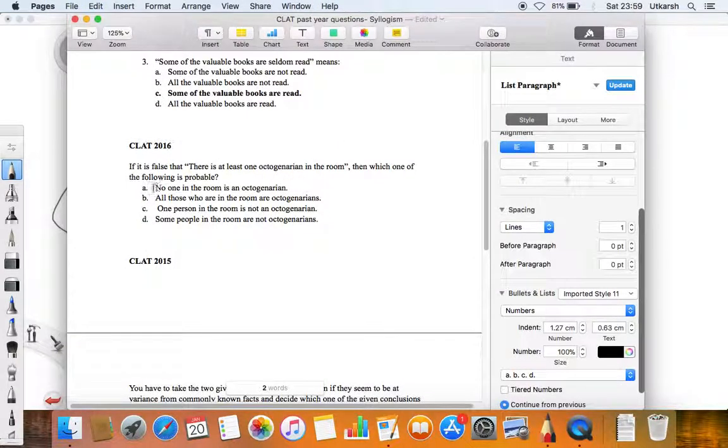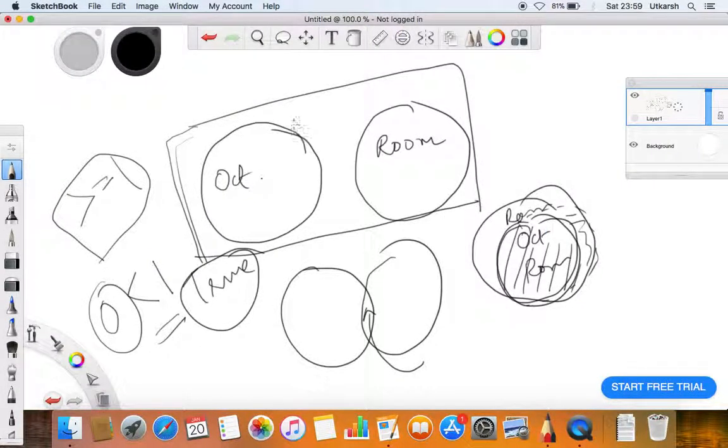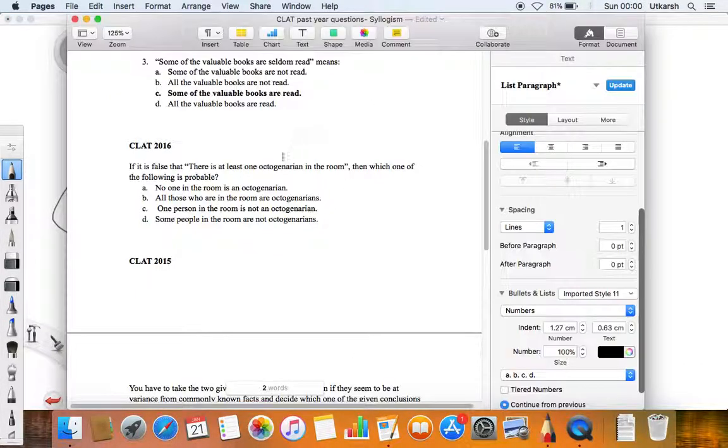Okay, so now let's see. No one is in the room. Again, we don't know. Here is everyone other than octogenarian. Whether they are in the room or not, we don't really know. All those who are in the room are octogenarian. No, this is incorrect because there is no octogenarian in the room. One person in the room is not octogenarian. This is correct, but then this is also correct. Some people in the room are not octogenarians.